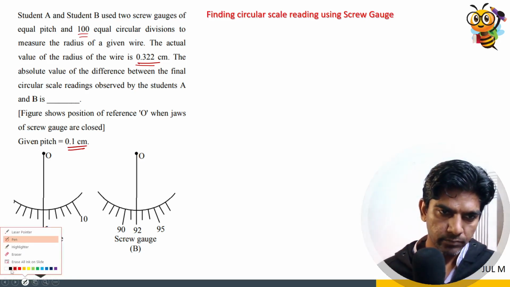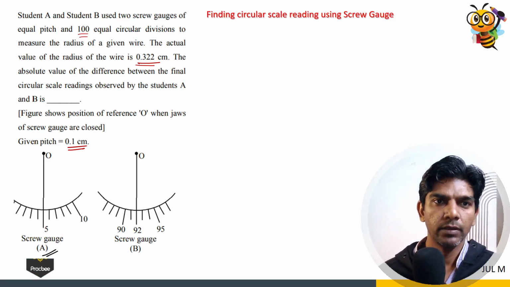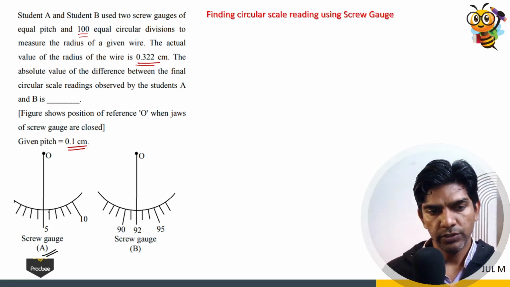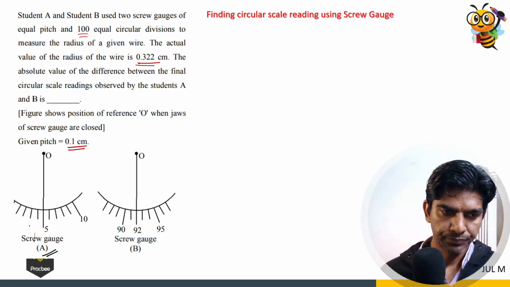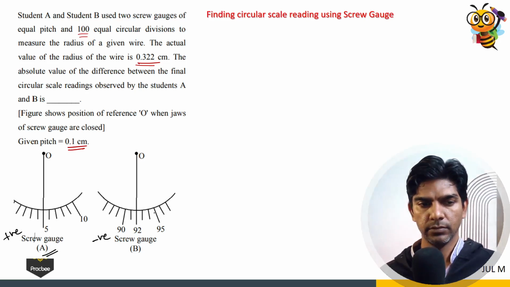So here if we consider the first case, the figure shows the position of the reference O when jaws of the screw gauge are closed. So when jaws of the screw gauge are closed, in this case we have a positive zero error, in this case we have a negative zero error, right?